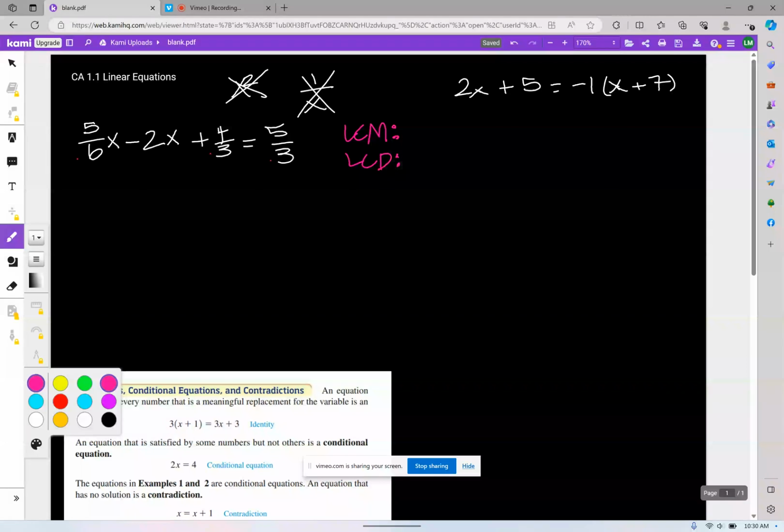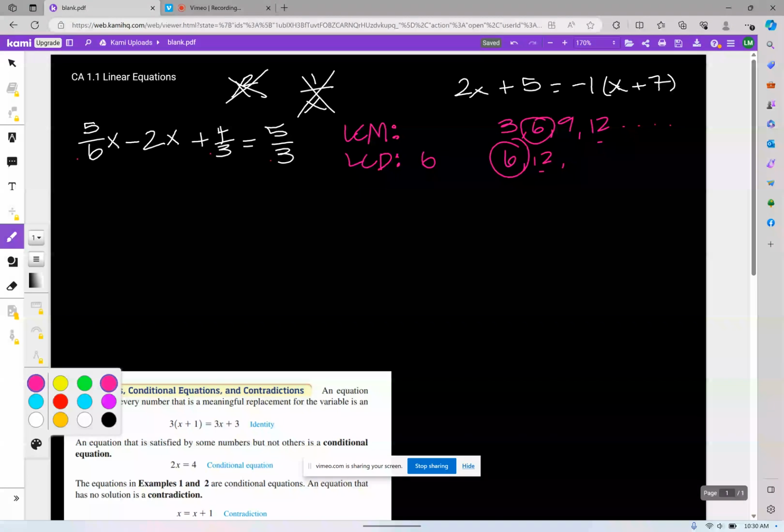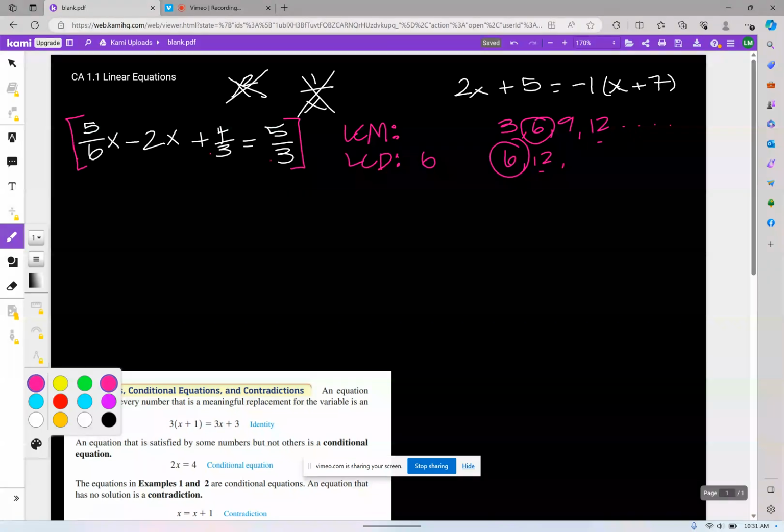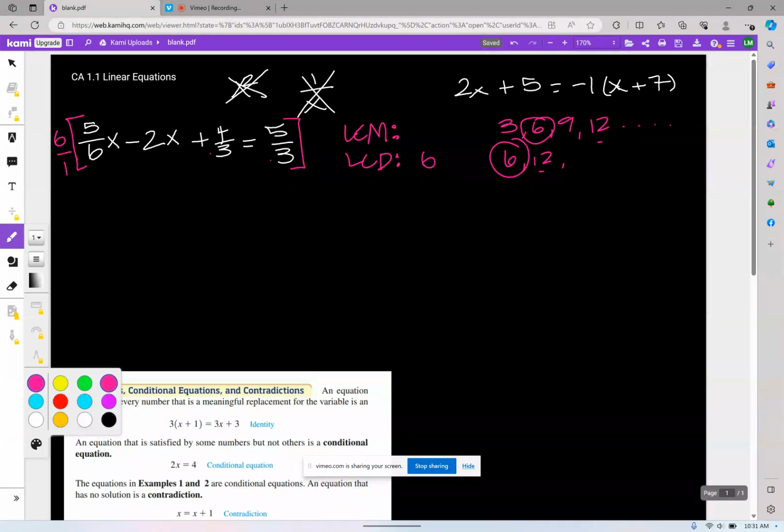And the least common denominator between 6 and 3 is 6, right? Because if I skip count by 3, I get 3, 6, 9, 12, and so on. And if I skip count by 6, I get 6, 12. So I have other numbers that are in common, but I want the smallest one that's common to both. That way I can get rid of everything. So I take that number and I multiply the entire equation. So every single term in the equation gets multiplied by 6.